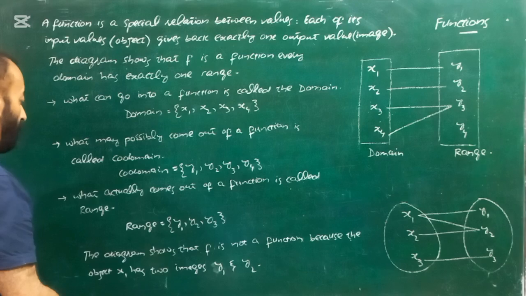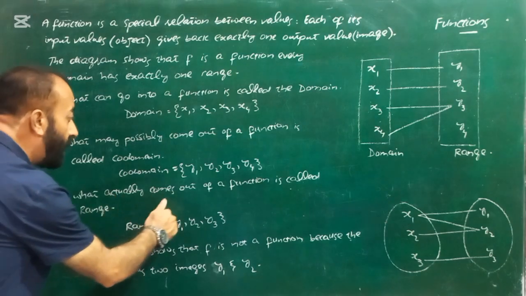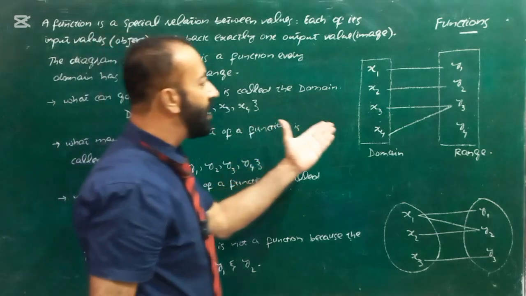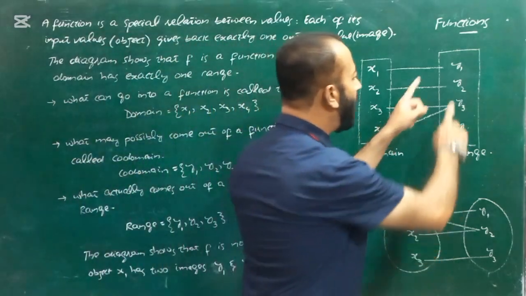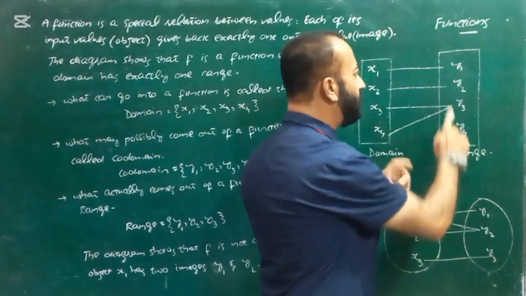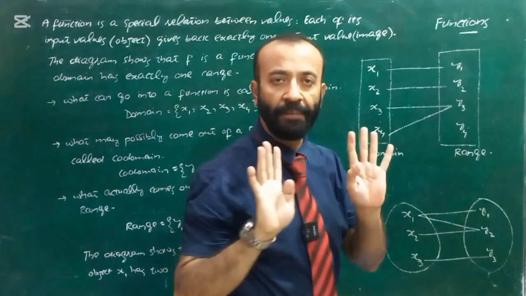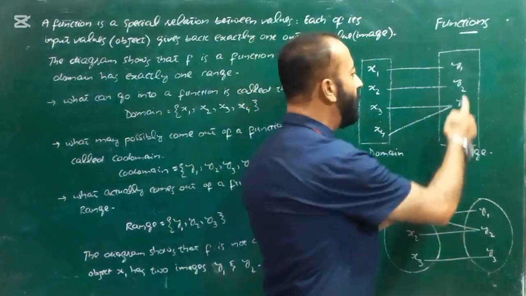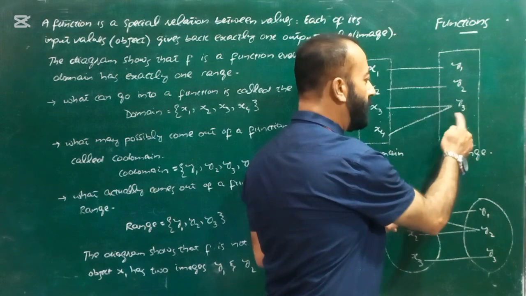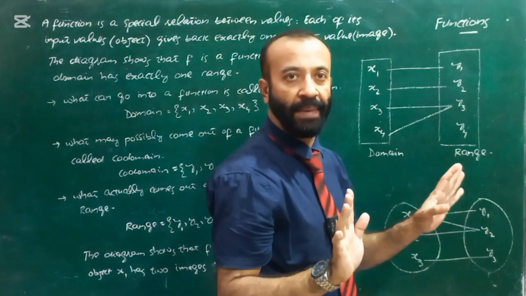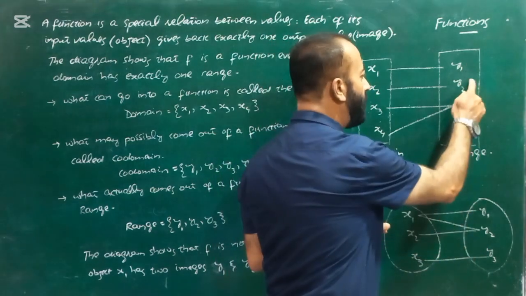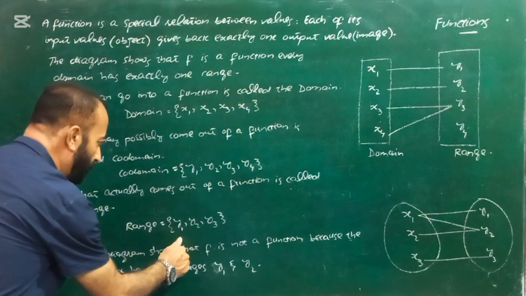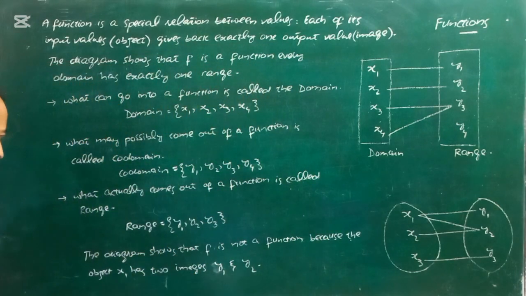Next point, very important: what actually comes out of the function is called the range. If you can see from the figure, there are four possible options, y1, y2, y3, y4. But what actually is coming out of the function is only three options. This option is not coming out of the function. So y1, y2, y3 will be the range. Range is equal to y1, y2, y3.